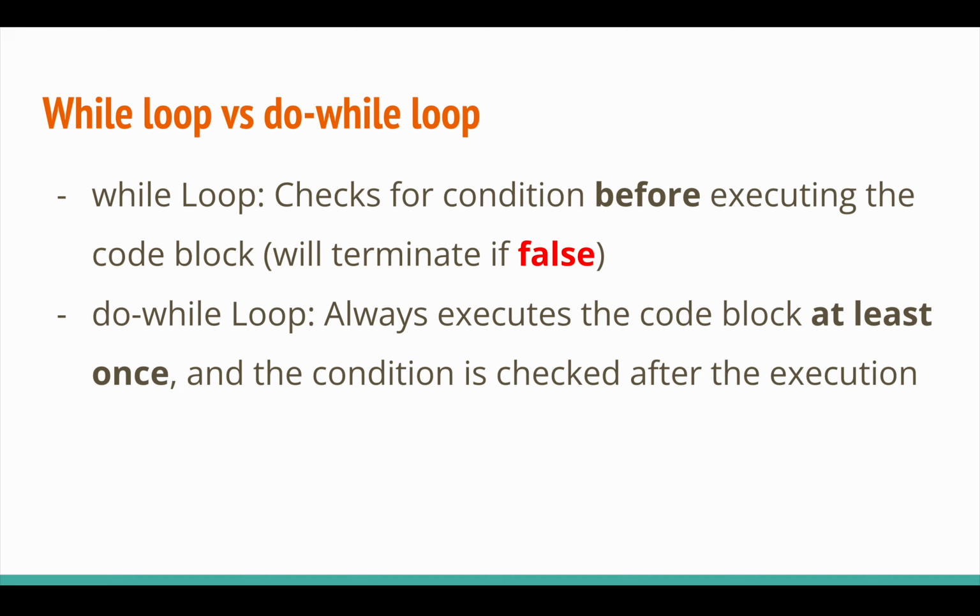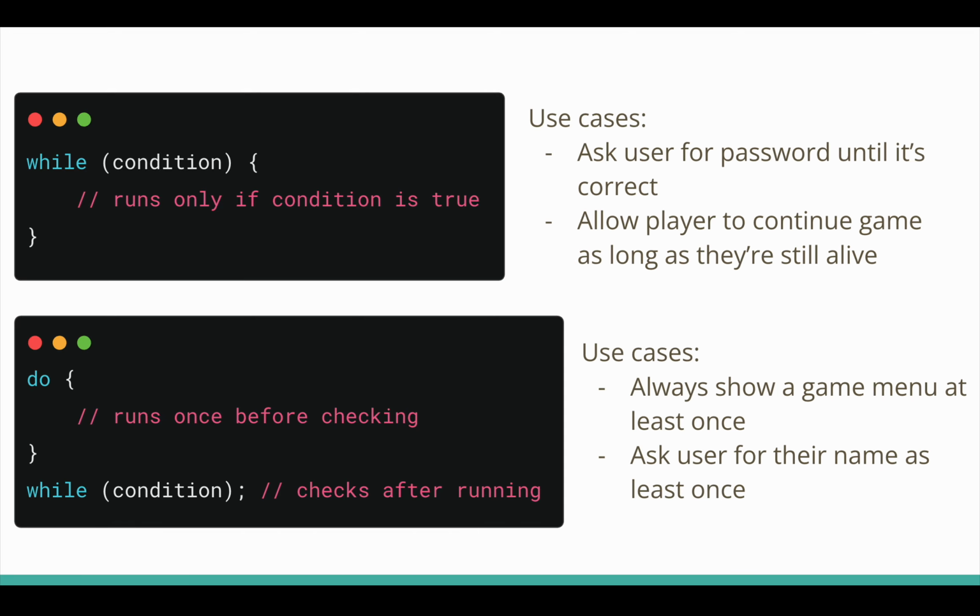More specifically, while loops check for the condition before executing the code block, and again, it will terminate if it is false. A do while loop, on the other hand, always executes the code block at least once, and the condition is checked after the execution. So let's see it with the syntax.